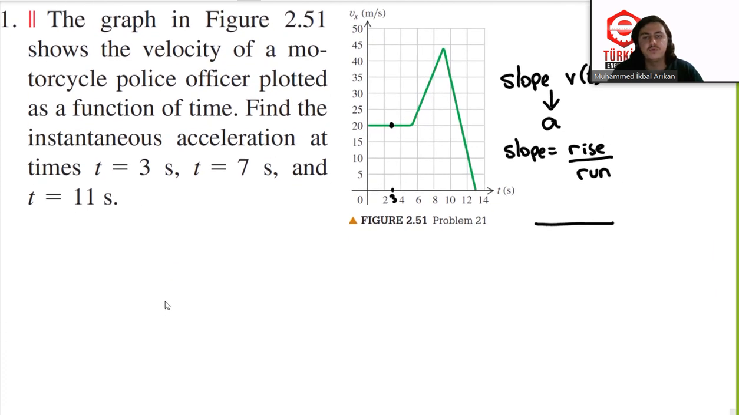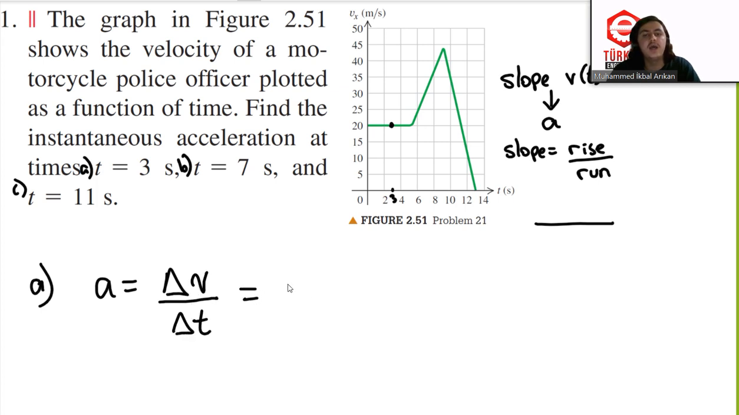So let us put the formula. Acceleration when time is equal to 3. So this is the first question. Let's say this is part A, this will be part B, and this will be part C. So in part A, let us calculate the acceleration. Its formula is velocity change divided by time change, okay? I don't have any velocity change, so it will be 0. And it is actually the slope of the straight line, which will be equal to 0.